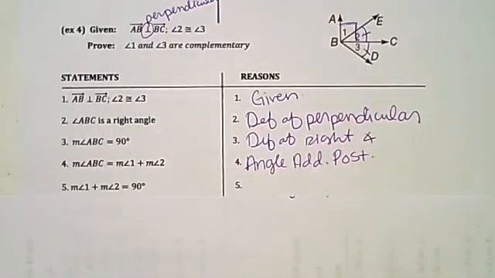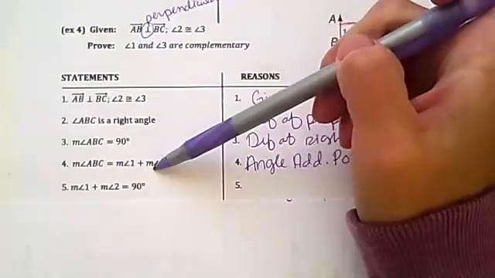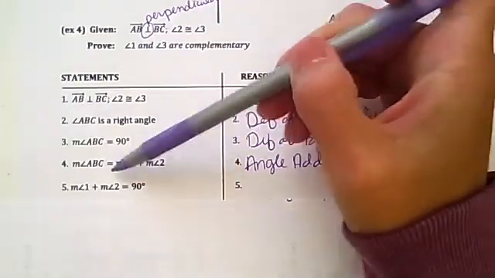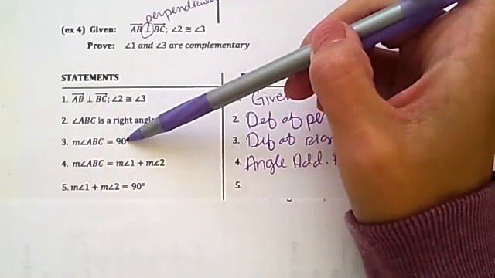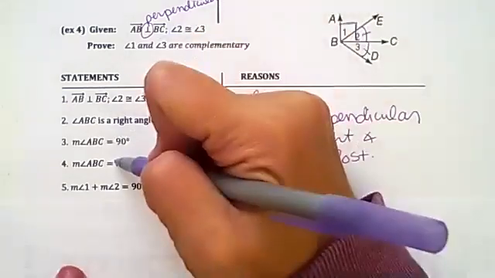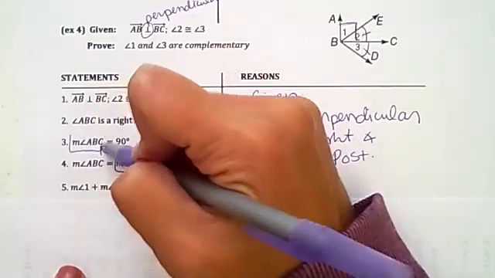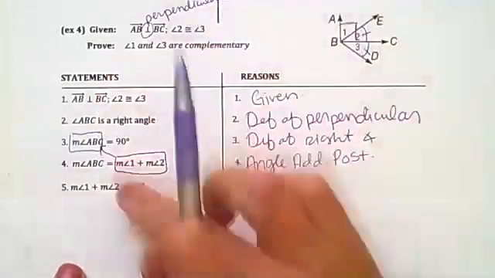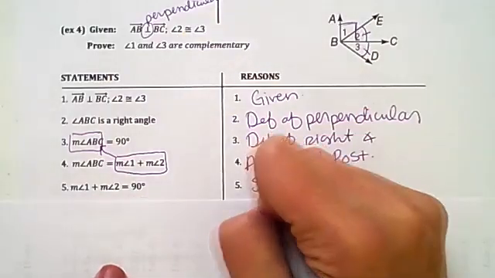Okay. Next is 1 plus 2 equals 90. So let's think about this. Do we see how 1 plus 2 is right here? So 1 plus 2 is equal to ABC, and ABC is also equal to 90. So this was some substitution. They took 1 plus 2 in this step and plugged it in here for ABC. You guys see that? So we took this, slid it up here, and that's where we're getting this from. So that's substitution.